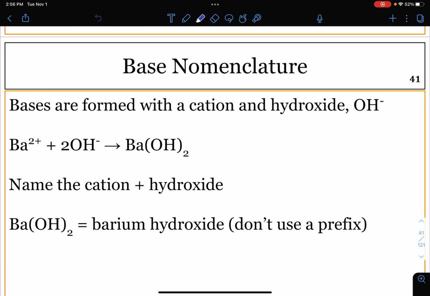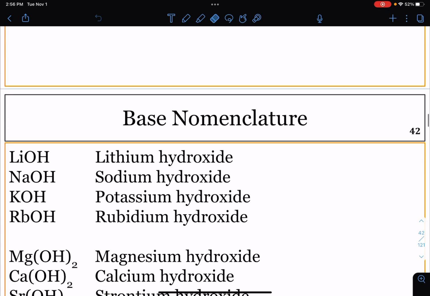Of course, if the cation in the base has a 2+ charge, the base will need 2 hydroxides in order to make a neutral compound. We still name it the same way: barium hydroxide for Ba(OH)2. We do not say dihydroxide because we always know that barium always has a 2+ charge, so we must have 2 hydroxides in order to make it neutral. We don't need to clutter the name with the word di. There is no other ratio between barium and hydroxide. So again, don't use prefixes when naming the bases.